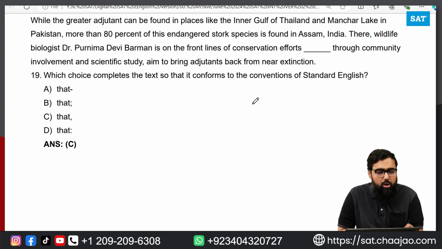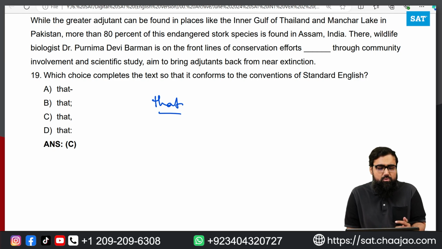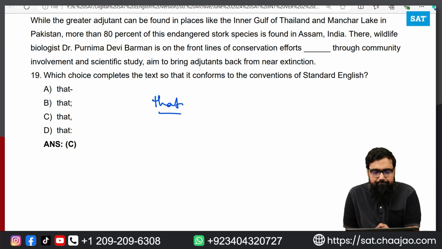Now, if you look at it, normally, if you read the concepts and if you talk about the placement of punctuations, you'll normally see that you tend to not use commas before or after that, right? So that is somewhat a rule, but over here we are going to use a comma after that. Why? Because you have a modifier. So if you talk about it, it says through community involvement and scientific study. So this becomes a modifier.